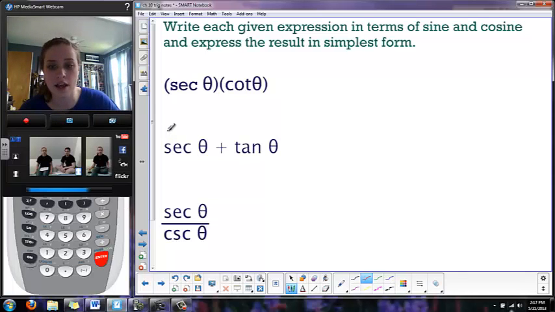So how can I rewrite secant theta in terms of sine and cosine? Well, secant theta is actually the reciprocal of cosine. So this is actually 1 over cosine.